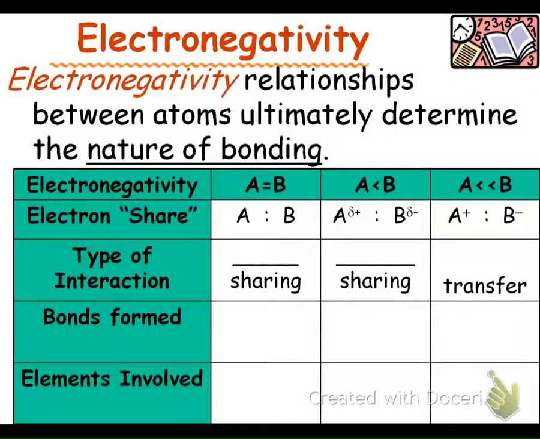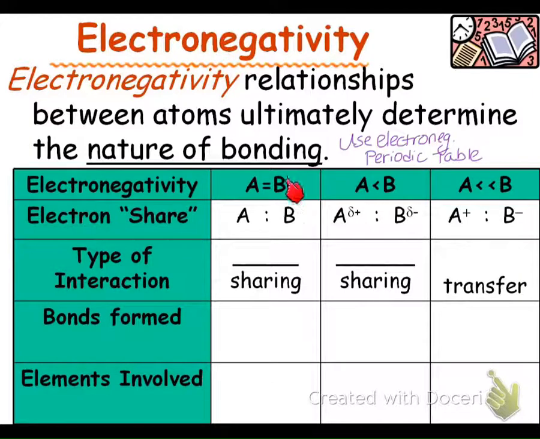So electronegativity relationships between atoms ultimately determine the nature of bonding. So remember our bright yellow electronegativity periodic table where we had our VSEPR shapes on the back? We'll need to be able to remember how to do that because we're going to look at our type of electron sharing, whether it be polar or nonpolar or ionic, to be able to figure out the type of intermolecular force present.